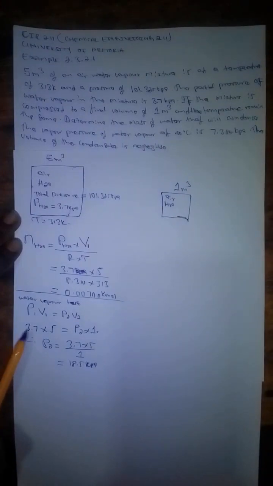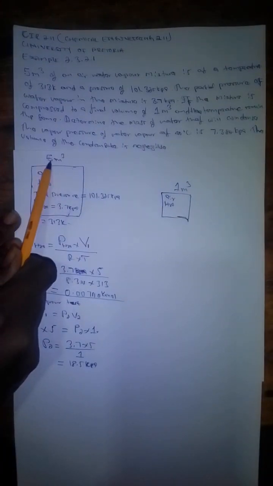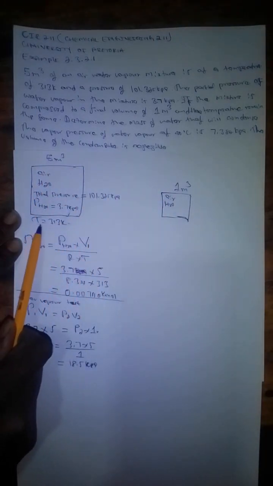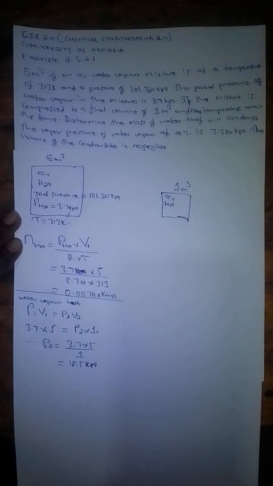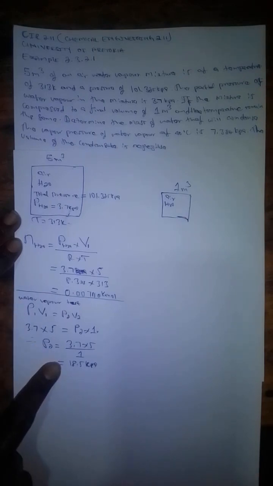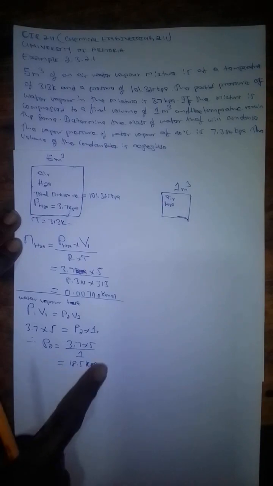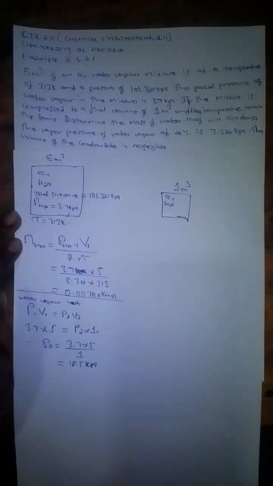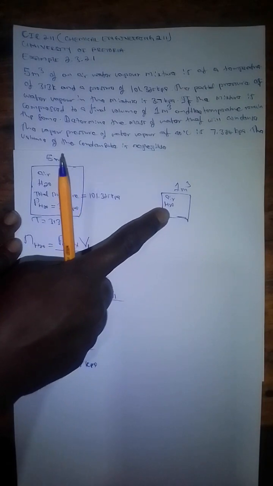Which means that reducing the volume from 5 meter cubed to 1 meter cubed while keeping the temperature constant has a capacity of raising the pressure to P2, right, to this value of 18.5 kilopascals. And because this value is higher than this, it means that there is water here. It means that the water has condensed here.